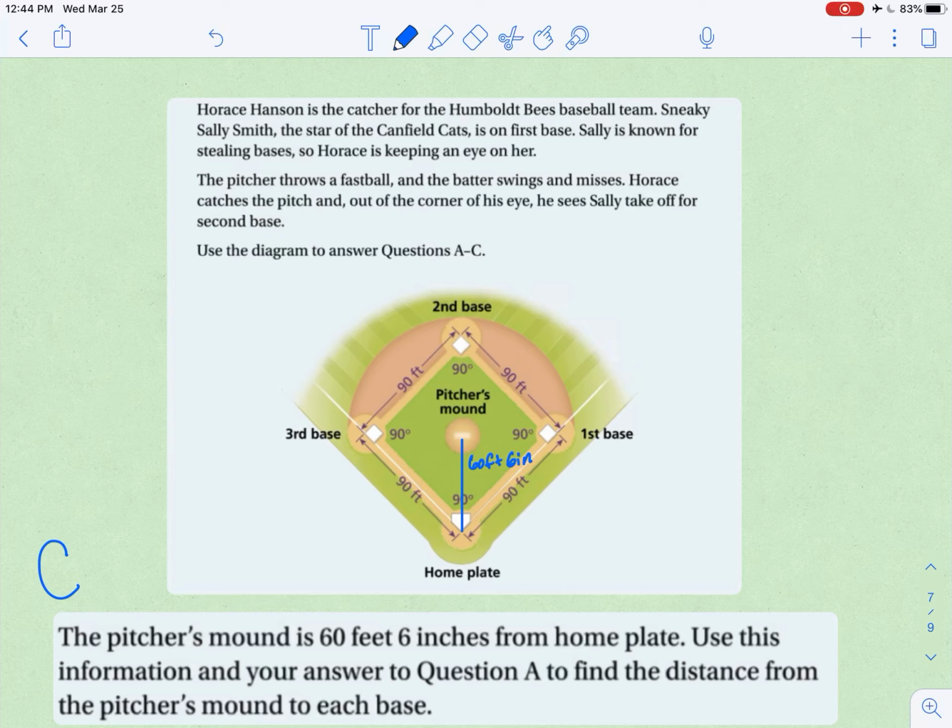How far is the pitcher's mound from first base? How far is the pitcher's mound from second base? And how far is the pitcher's mound from third base? Make sure you're writing that in simplified radical form.